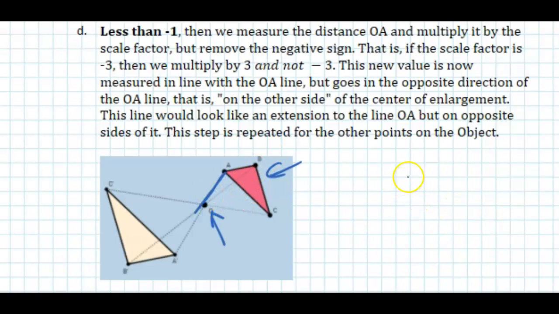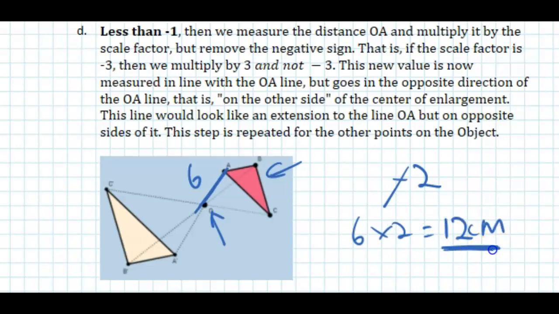So say for example it was -2. We will measure this distance here, say we get 6. And again we will ignore the minus sign, and we will take that 6, multiply by 2, and get 12 centimeters. And with that 12 now, I will measure outward, meaning from the center here, I'm going to measure 12 from this distance here. So this red line is actually 12.